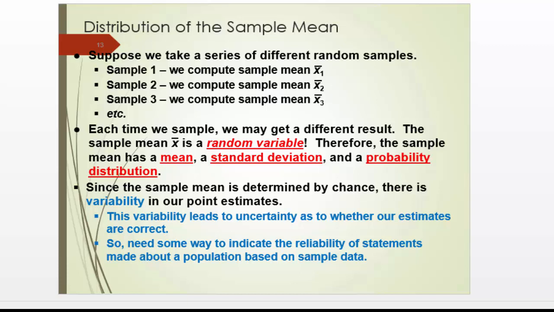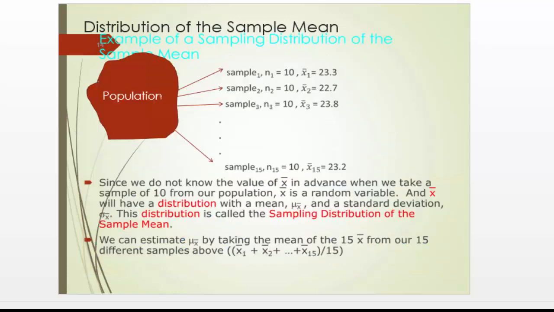So all of those were means that came from samples of size 10. We wouldn't have known what that mean was until we actually took it. Therefore, it makes x bar, the mean of samples of whatever size, a random variable. And as we know, each time we take a sample, we'll get a different number, so that creates variability. So we're going to have variability in that point estimate. That's the point estimate we're looking at here, the sample mean.